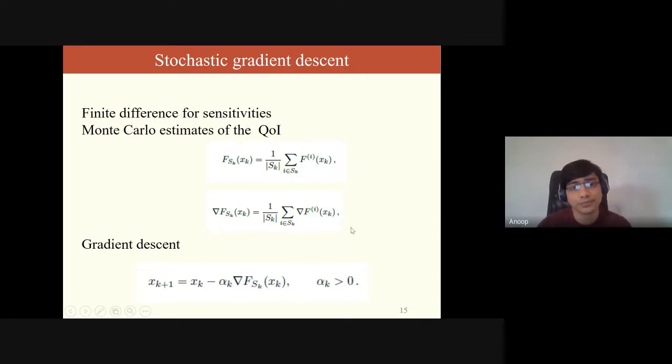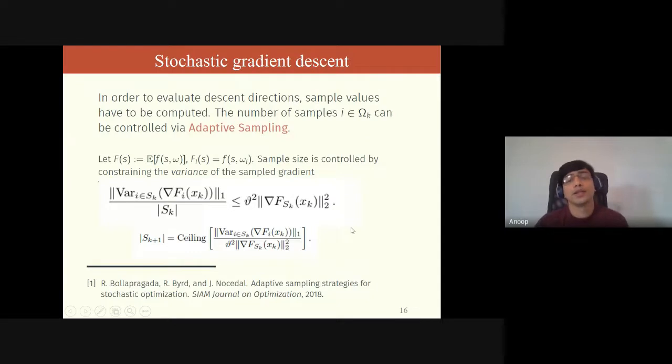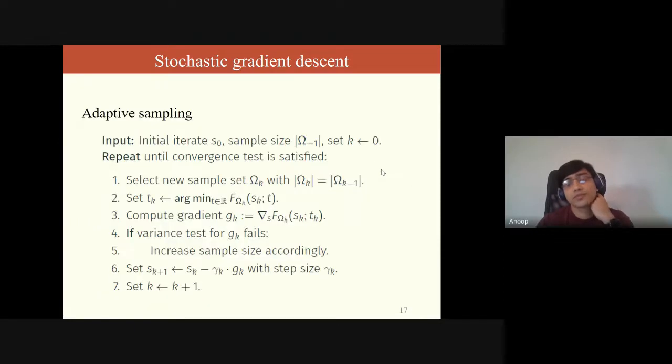optimization step. Right. Another thing we use is an adaptive sampling. So to evaluate the gradient directions, we need to have a number of samples at each of the optimization steps. And the sample size we control by constraining the variance of the sample gradient as here. So the idea is we start with a smaller number of samples, and as we reach the optima, we need to have more samples.